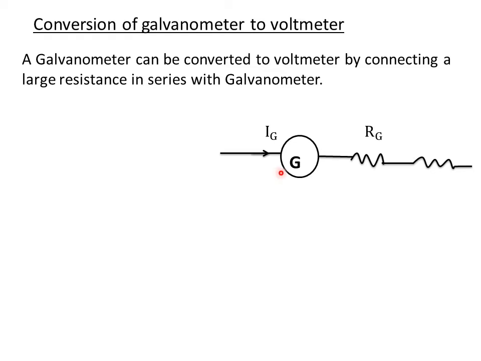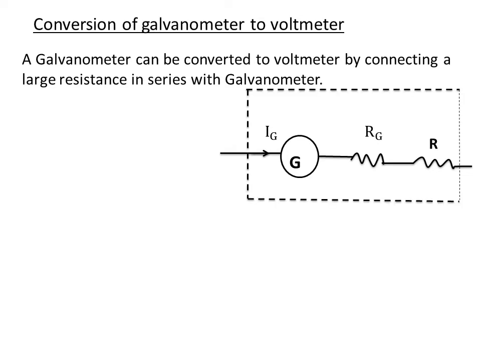Here we have the galvanometer G. Ig is the maximum current that can flow through it, or the current that gives a maximum deflection through the galvanometer. Now we have drawn the resistance of the galvanometer Rg outside here. To convert the galvanometer to voltmeter, we have connected a resistance R here. Now this whole arrangement can be called a voltmeter.